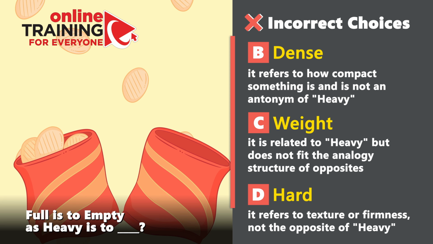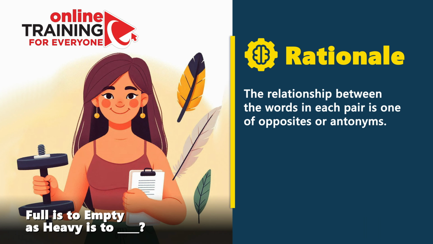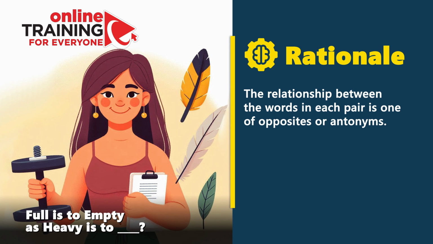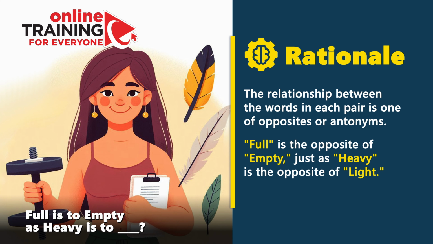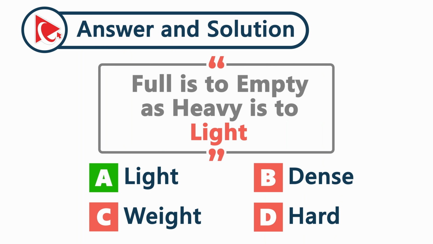the opposite of heavy. As you might have correctly guessed, to answer this question, you need to find the relationship between the words, where a pair of the words is one of the opposites or antonyms. Full is the opposite of empty, just as heavy is the opposite of light. So the correct answer here is choice A, light.